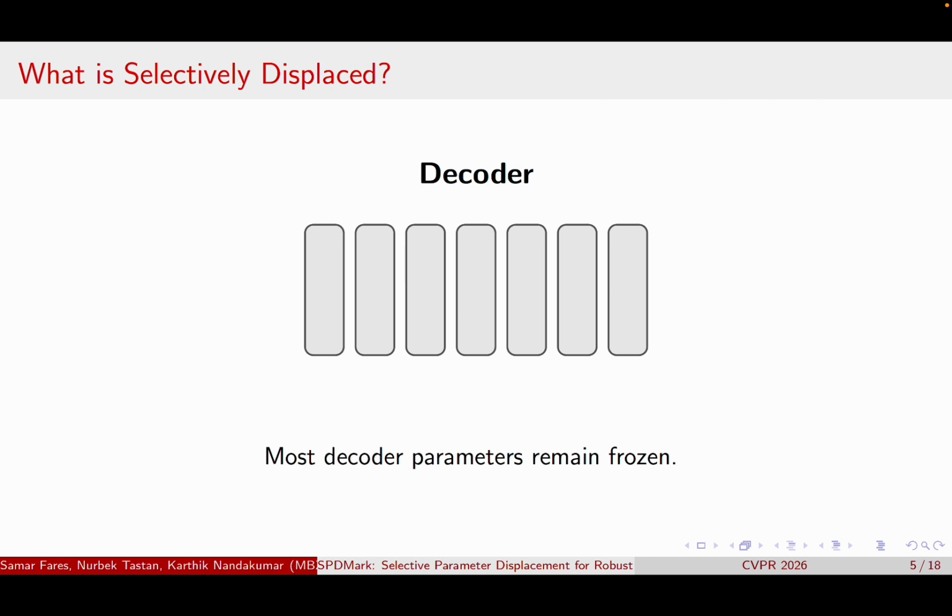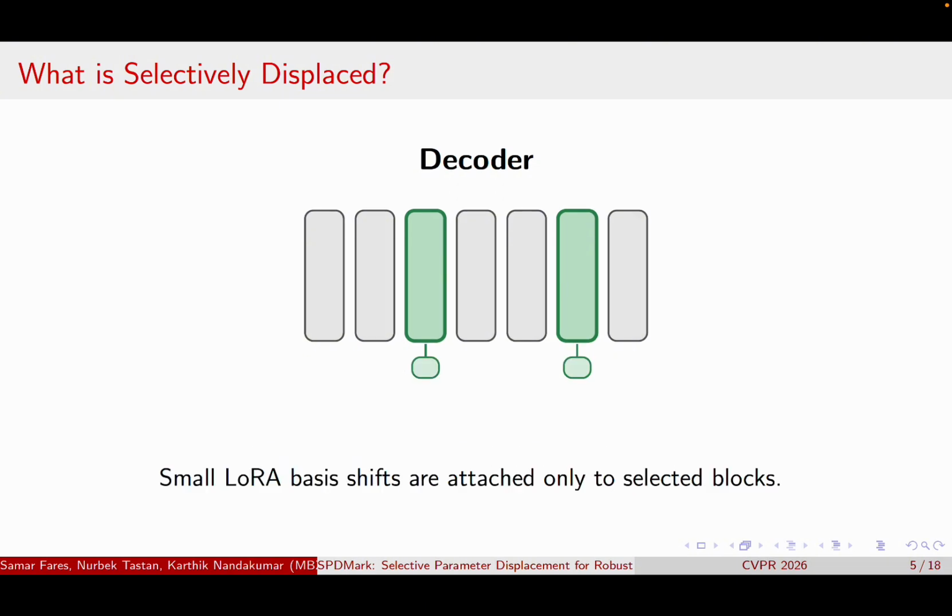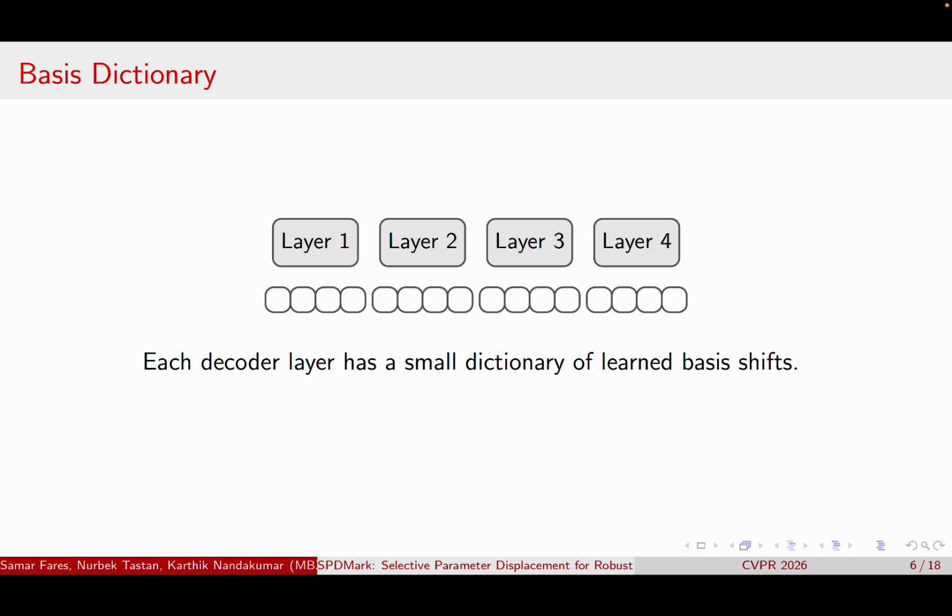The key idea of SPDMark is that we do not modify the whole diffusion model. Most decoder parameters remain frozen. Only a sparse subset of decoder blocks is displaced. These selected blocks receive small low-rank basis shifts implemented using LoRA-style modules. This makes the watermark efficient. We only change a small part of the decoder while preserving the visual quality of the generated video. For each selected decoder layer, SPDMark learns a small dictionary of basis shifts. Instead of learning a new watermark model for every key, the system learns one reusable dictionary. A watermark key then selects one basis shift in each layer, so different keys correspond to different sparse combinations of basis shifts.